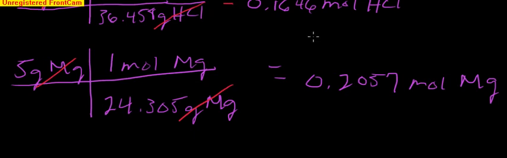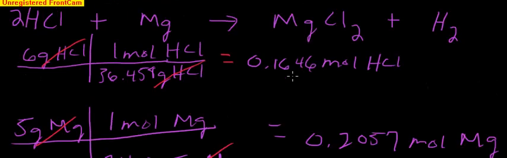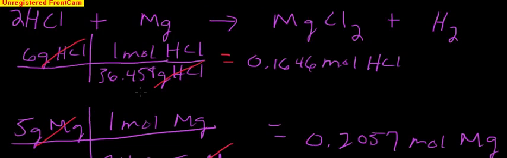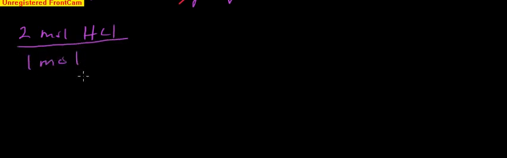The next thing that I need to do is go back to my balanced equation and set up a mole ratio between magnesium and hydrogen chloride. From up here, I know that magnesium and hydrogen chloride is a 2-to-1 ratio. So let's scroll down, and we'll do this 2-to-1 ratio. I know that I have 2 moles of HCl for every 1 mole of magnesium.